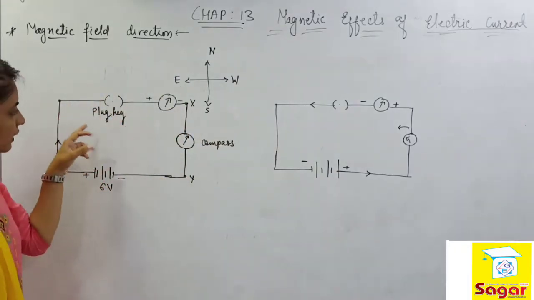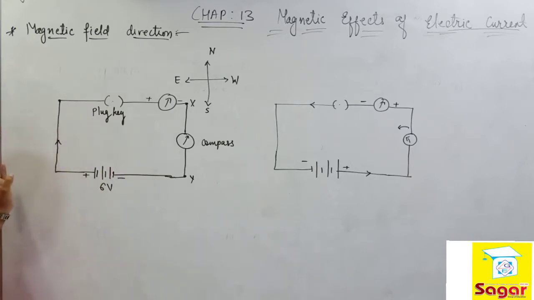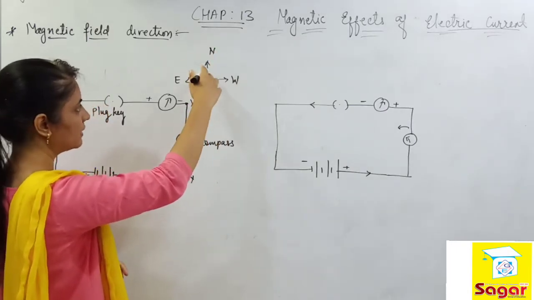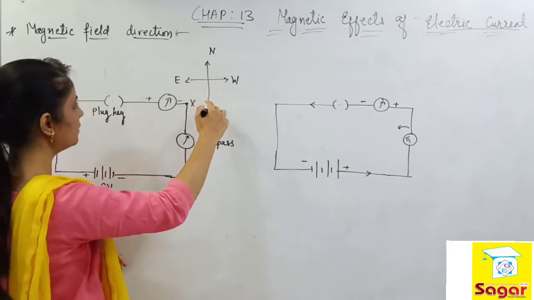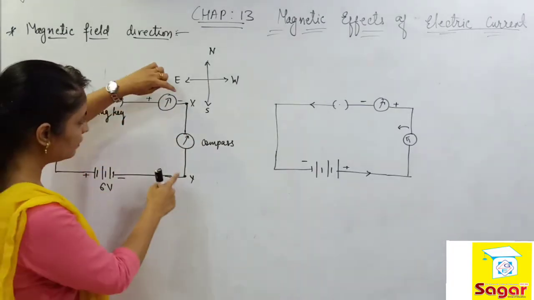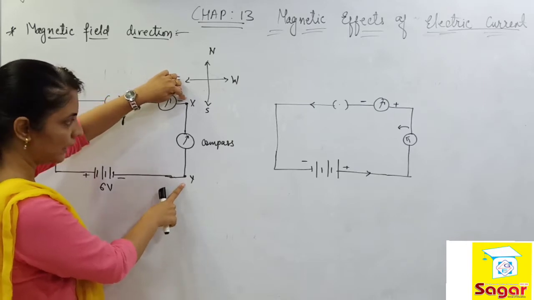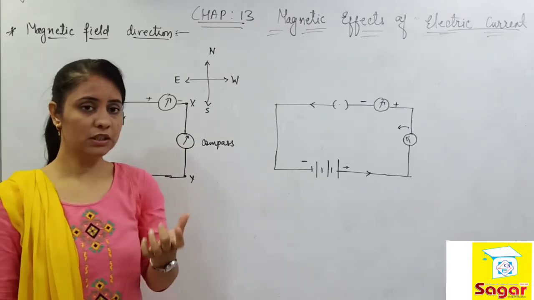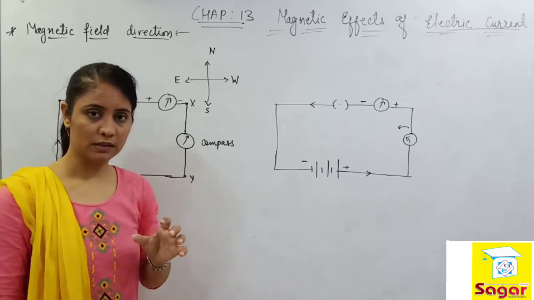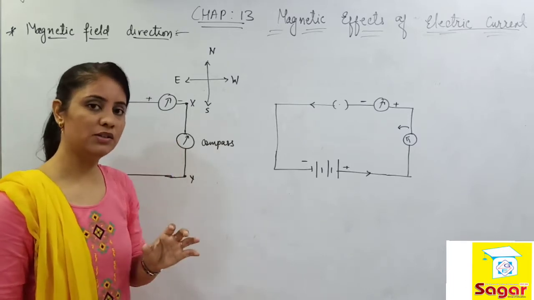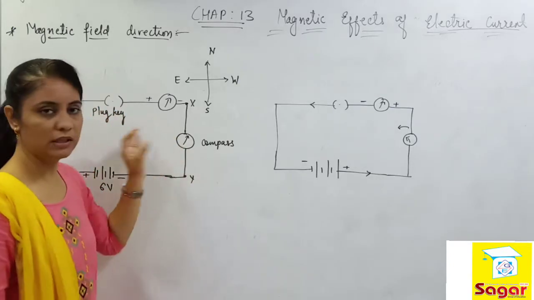As I told you, whenever the plug key is on, the battery will start providing current from the positive terminal to the negative terminal. In short, I can say that the current is moving in the clockwise direction. If we talk about the direction analyzer, the current is flowing from south to north. Whenever the current starts passing through the entire circuit, I have applied a copper wire between the X and Y terminals, and in between these terminals I have placed a compass. We know that whenever a current carrying wire is provided in the circuit, it produces a magnetic field around it, so you can imagine that a magnetic field must have been created here.